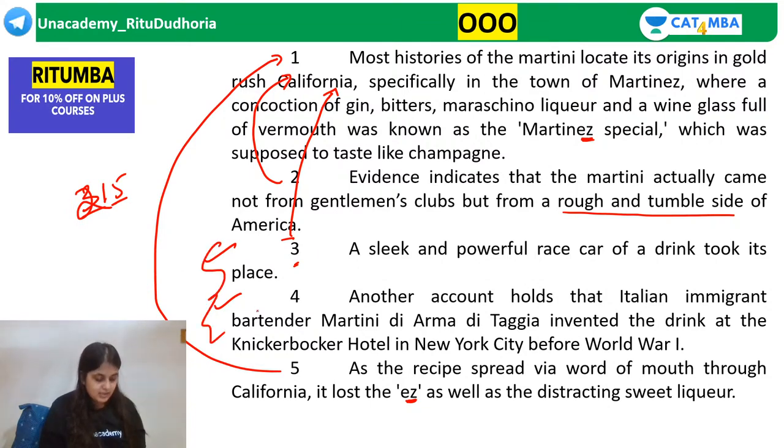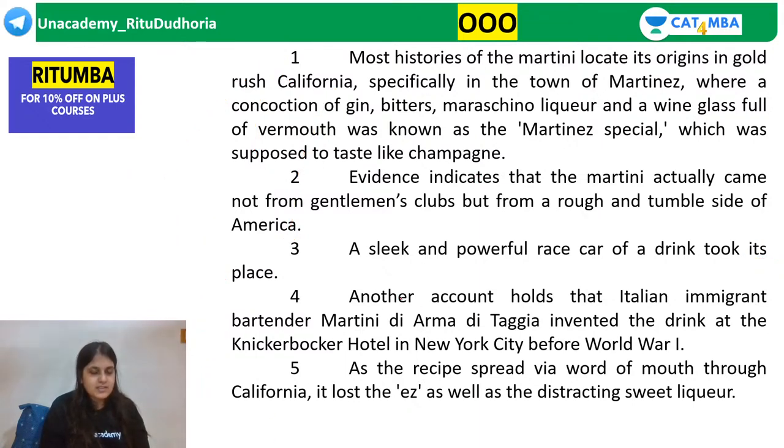So the problem which comes in here is between 3 and 4. A sleek and powerful race car of a drink took its place. Now, your confusion is, took what's place? Yes or no? Can I say took its place? Took what? Yes or no? This is the problem here. Okay. So, guys, but you did not focus on this. Look at the order, everyone. Look how the passage is building itself. Now, look at this. Chalo, 4.